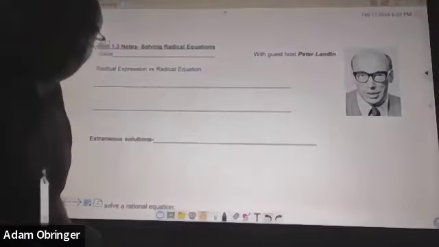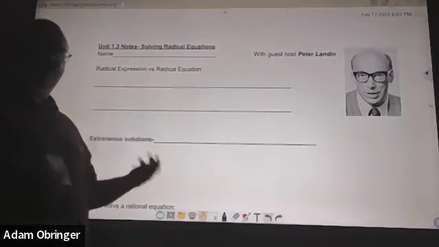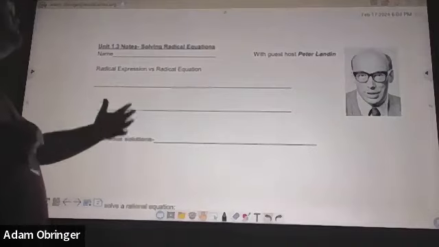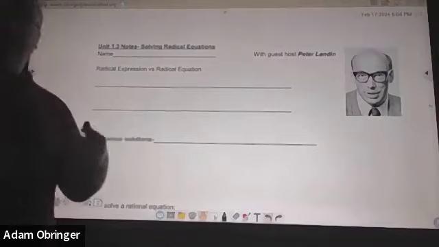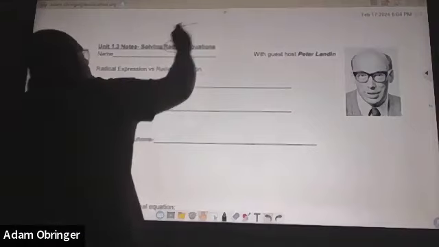All right. Algebra 1B, Unit 1.3 notes. We are going to be solving radical equations, equations that involve a radical. Specifically, we're going to talk about square roots.